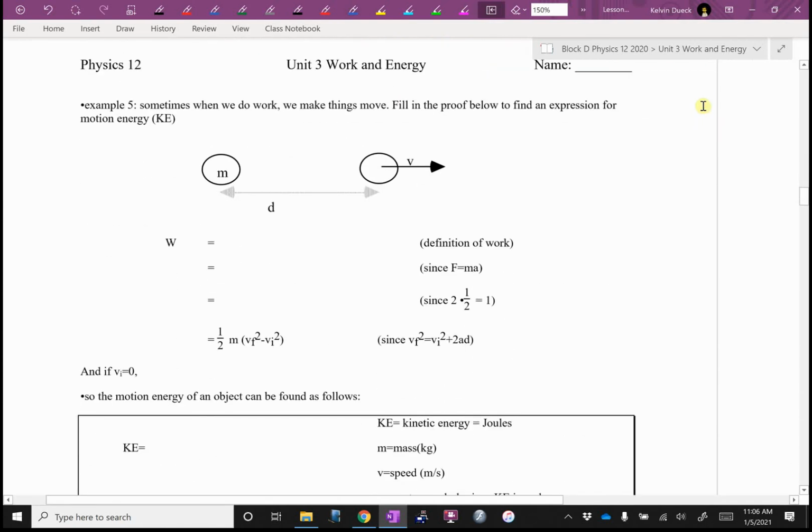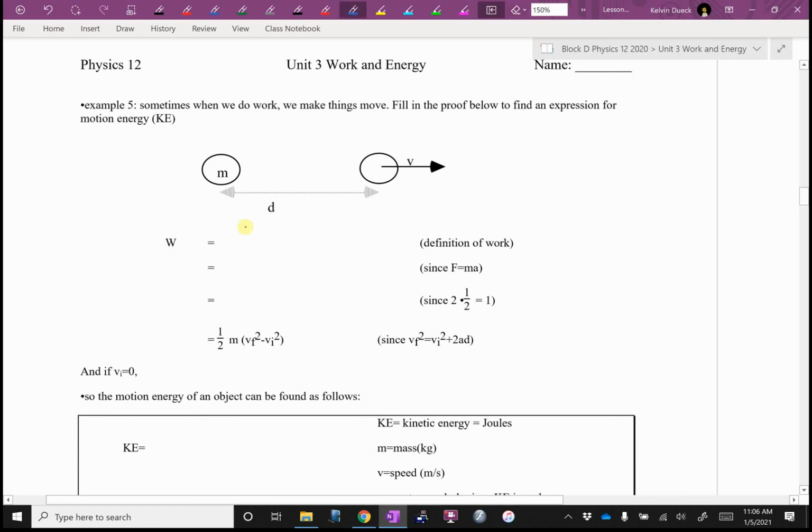Example 5. Sometimes when we do work, we make things move. Sometimes when you apply a force over a distance on an object, it starts to move. We're going to fill in a proof to find an expression for motion energy, kinetic energy. And my brief for kinetic energy is capital K, capital E. Okay. Well, work equals what times what? What's our definition of work?